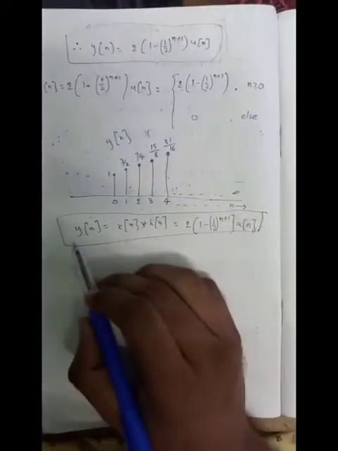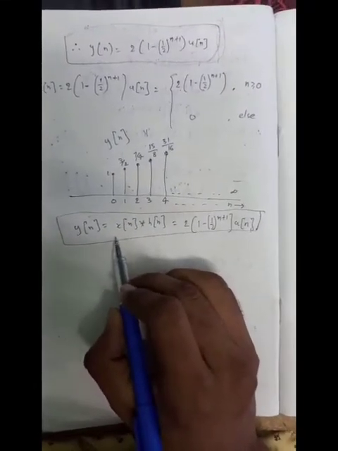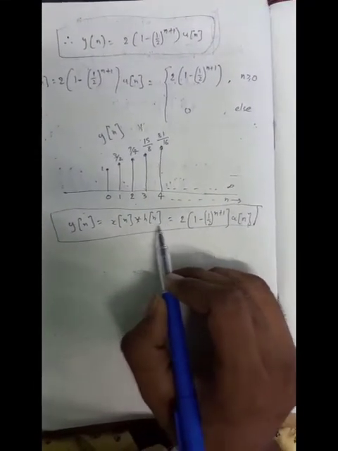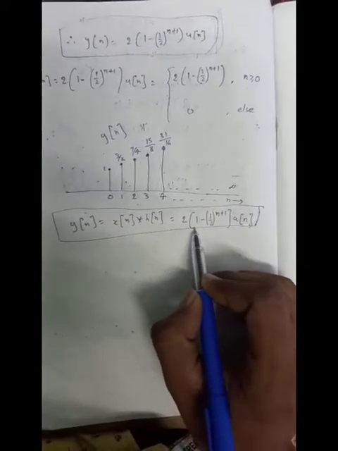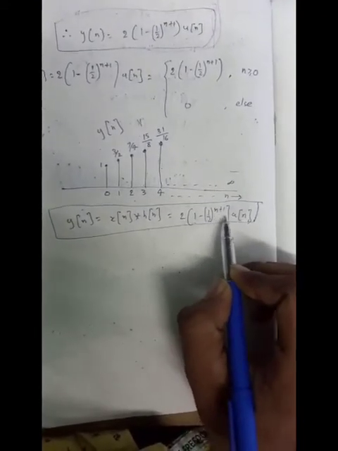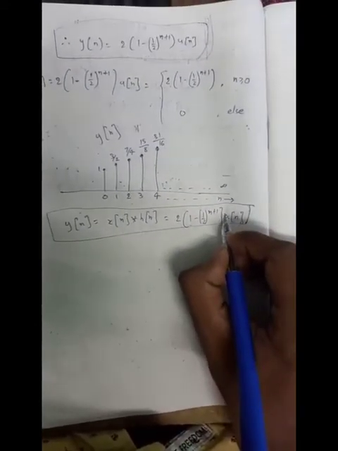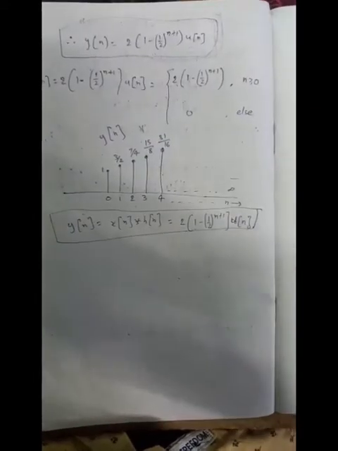So finally we got y of n is equal to x of n convolution h of n, which is equal to 2 into 1 minus 1 by 2 whole power n plus 1 u of n. That's the question number 2.3.